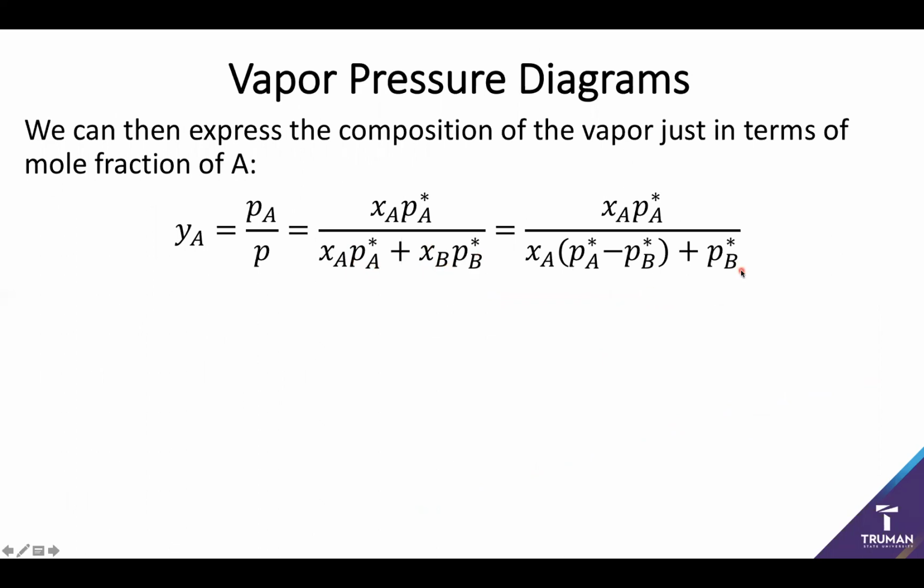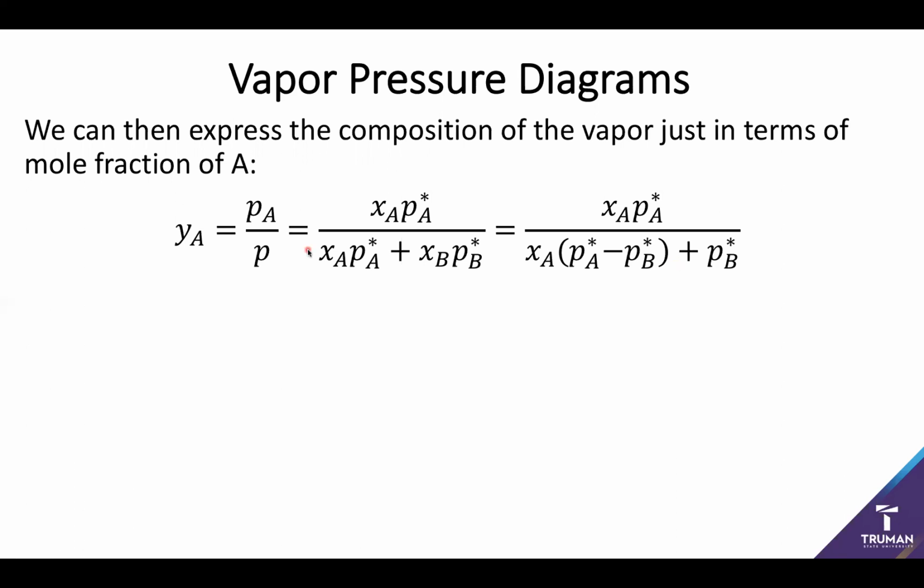Again, this lets us combine the elements in the denominator. So now we can essentially figure out the mole fraction of A in the vapor simply by knowing the mole fraction of A in the solution phase, and by knowing the vapor pressure of the pure components, which can be garnered from pure phase thermodynamic data, such as free energies of vaporization, as we've previously discussed.